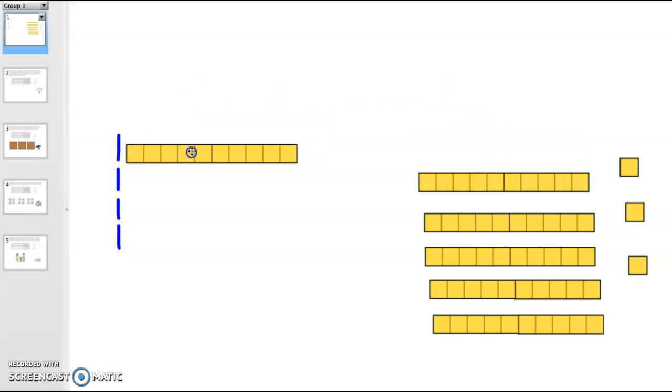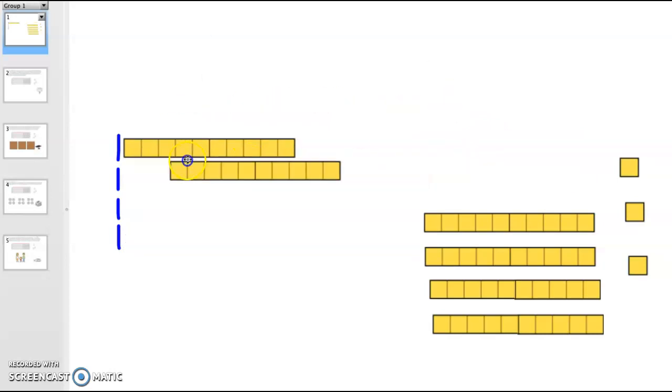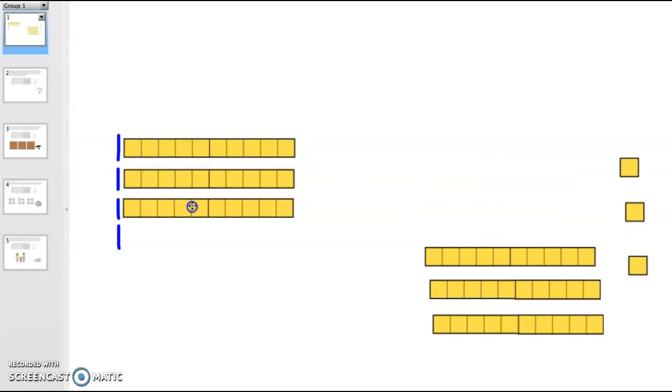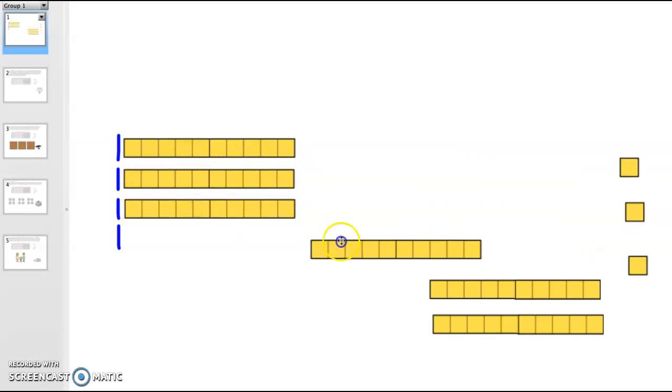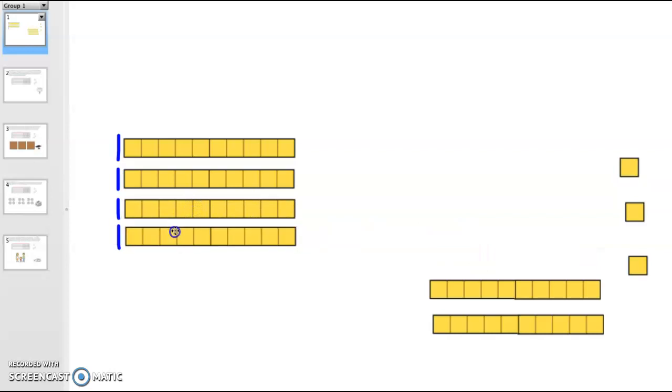I know 10 could go at my first table. I know 10 could go at my second table. 10 can go at my third table. And 10 could go at my fourth table. So now, what in the world am I going to do with these ones? I've got 10 left and another 10 left. How can I split these up to put them at my tables?